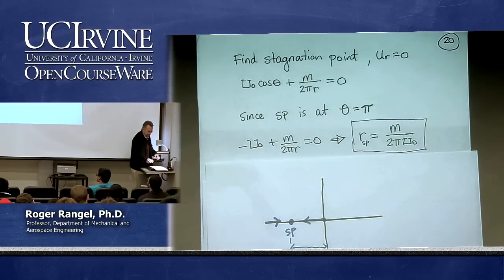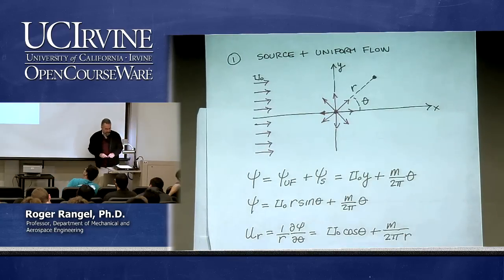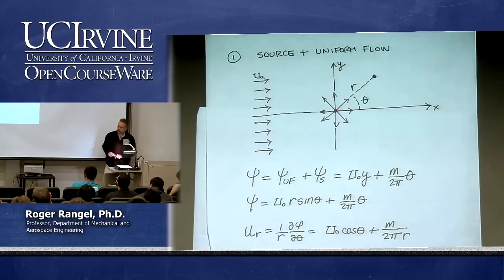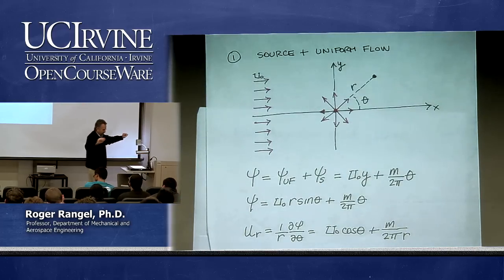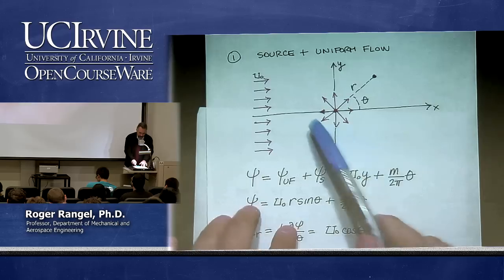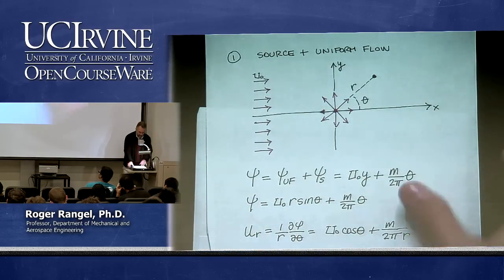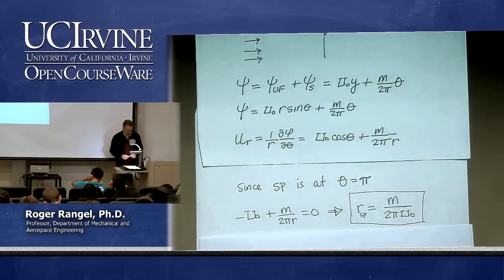If I just look at what I'm building here, from symmetry, we see that there cannot be a theta velocity anywhere on the axis. All we have is a velocity in the radial direction, or in the x direction for that axis. So there is no u_theta. That's why I only looked at u_r. I didn't look at u_theta.